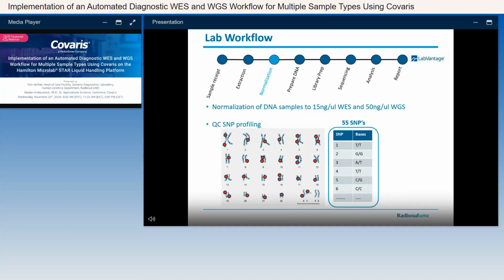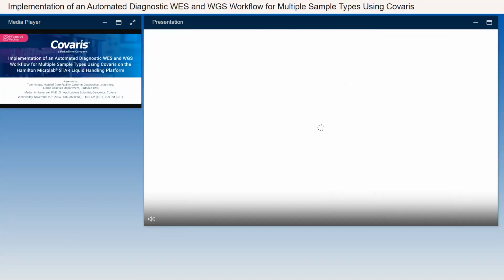And we also do a quality check on gender and compare that with the sample administration to see if the gender is correct. And we look into this for contamination. If that's all fine, then we go forward with this sample and it will go on into the exome or into the genome workflow.